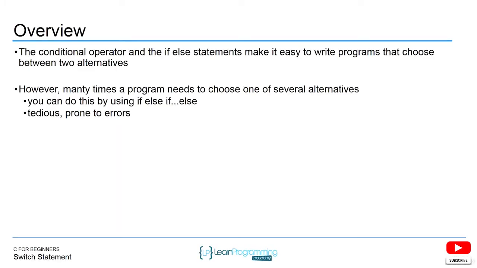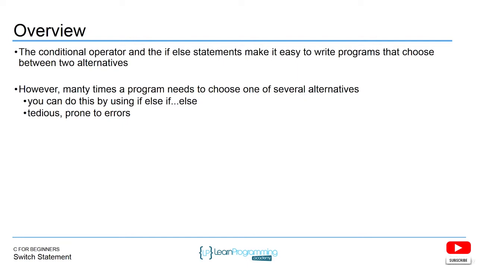So the conditional operator and the if-then-else statements make it easy to write programs that choose between two alternatives. Right? It's very easy to ask questions and make decisions. However, many times, a program needs to choose one of several alternatives. And this would essentially be the if, else if, else if, else if, else if, right?